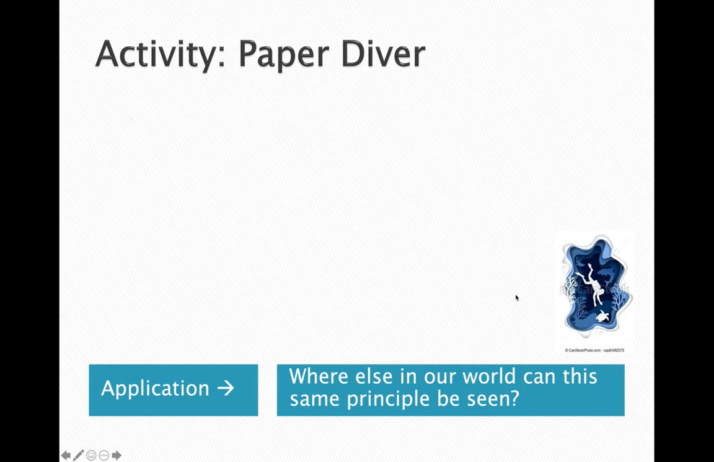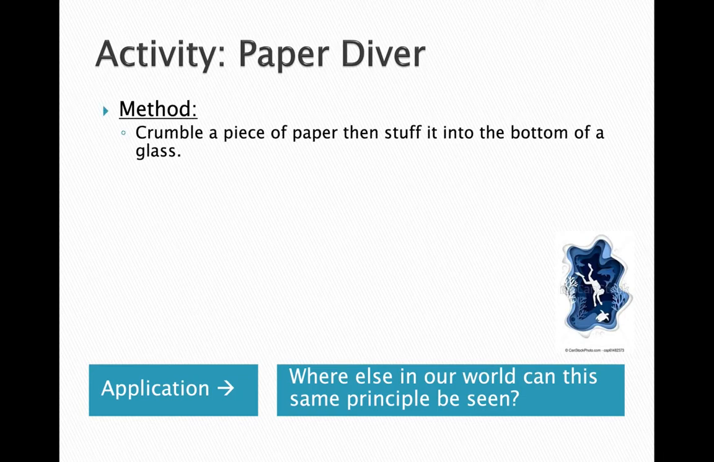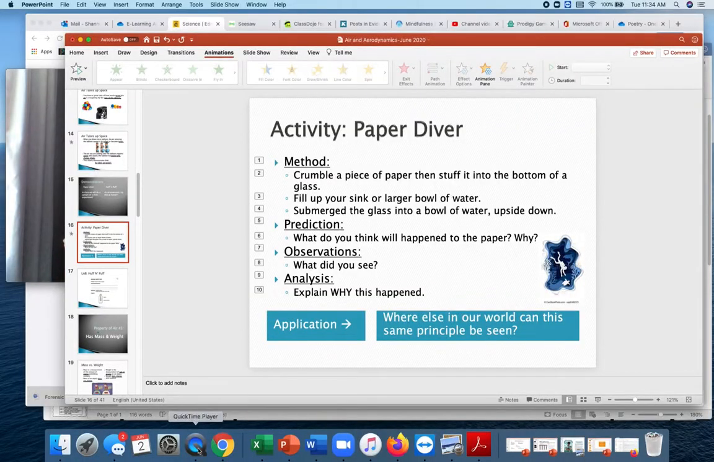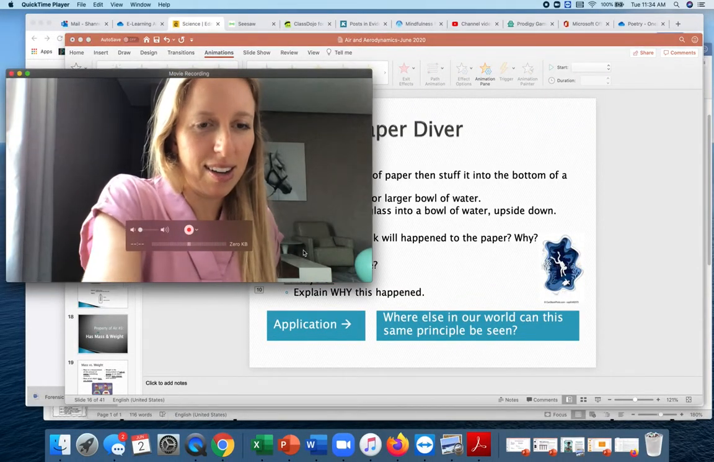Okay, this is what we do. This is the method. First, you crumple up a piece of paper and stuff it into the bottom of a glass. Next, fill up your sink or a large bowl of water. Then submerge the glass into the water upside down. Then you make a prediction.